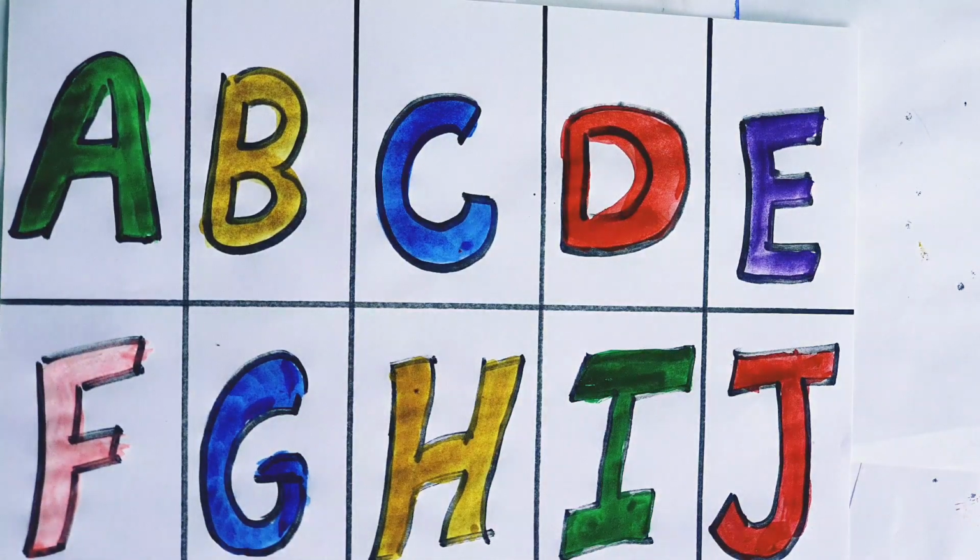So kids, what we learn today? We learn about A, B, C, D, E, F, G, H, I, J.